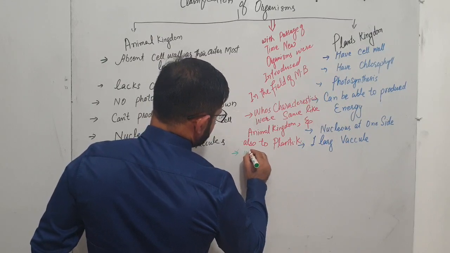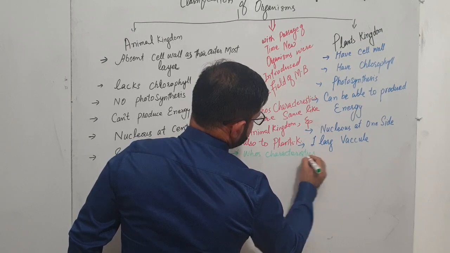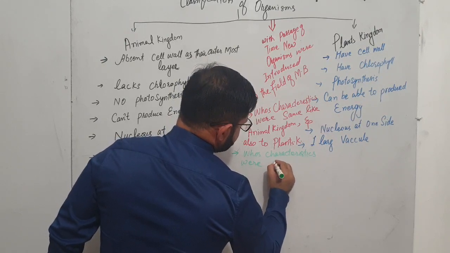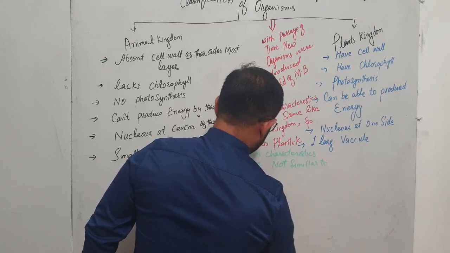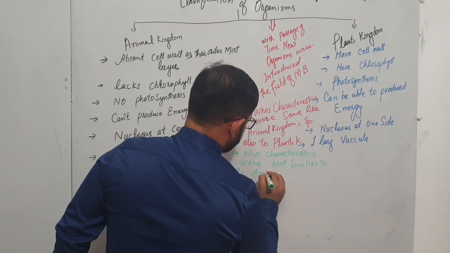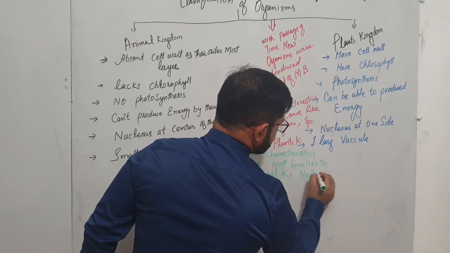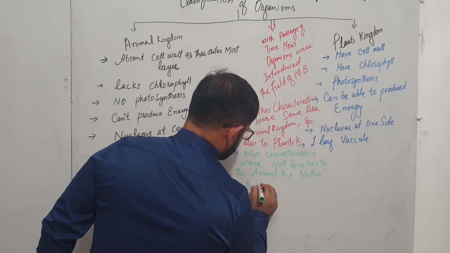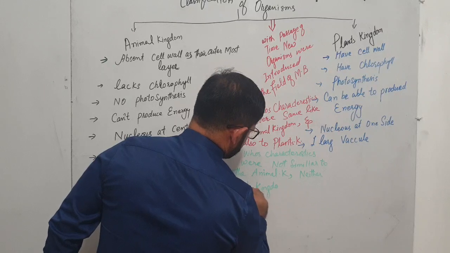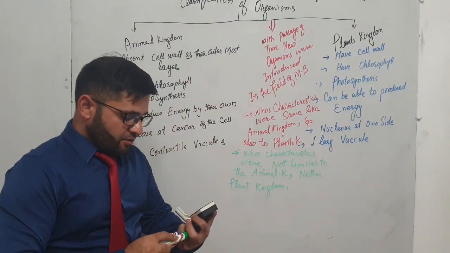whose characteristics were not similar to the animal kingdom, neither plant kingdom characteristics. So a new problem was created.